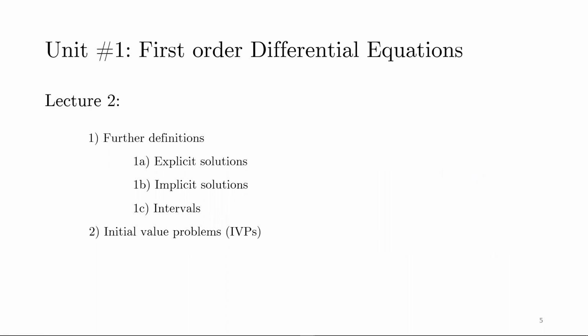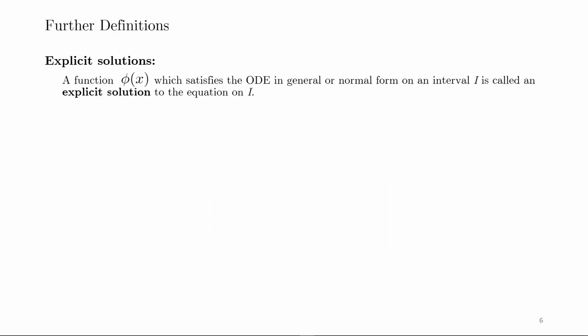So we've got a few further definitions: explicit solutions, implicit solutions, and intervals, and also moving on to something called initial value problems. Okay, so explicit solutions. If we have a function phi of x which satisfies the ODE in general, or normal form, and if you recall, we introduced the general or normal form of an nth order ODE yesterday at the end of lecture 1, and this function phi of x satisfies the ODE on some interval which we're going to call I, it's called an explicit solution to the equation on this interval.